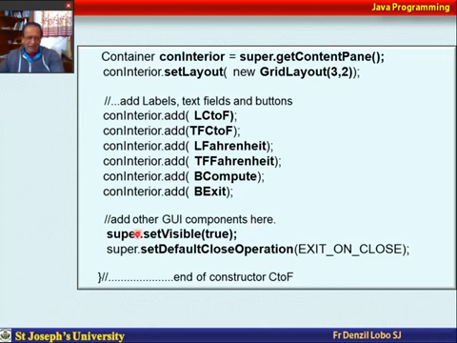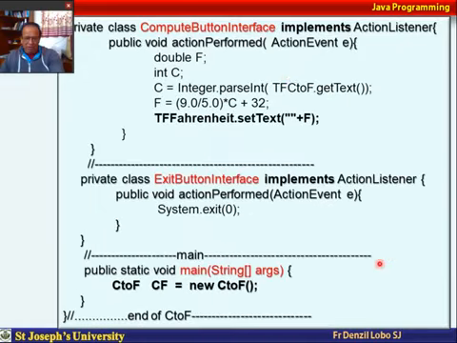And at the end we say super set visible, so we make it visible. And here the super set default close operation, so in case you press that exit button or the upper exit button, it automatically comes out of the program. So here you have got the events, the code for compute button interface and code for exit button interface, as is the action performed.